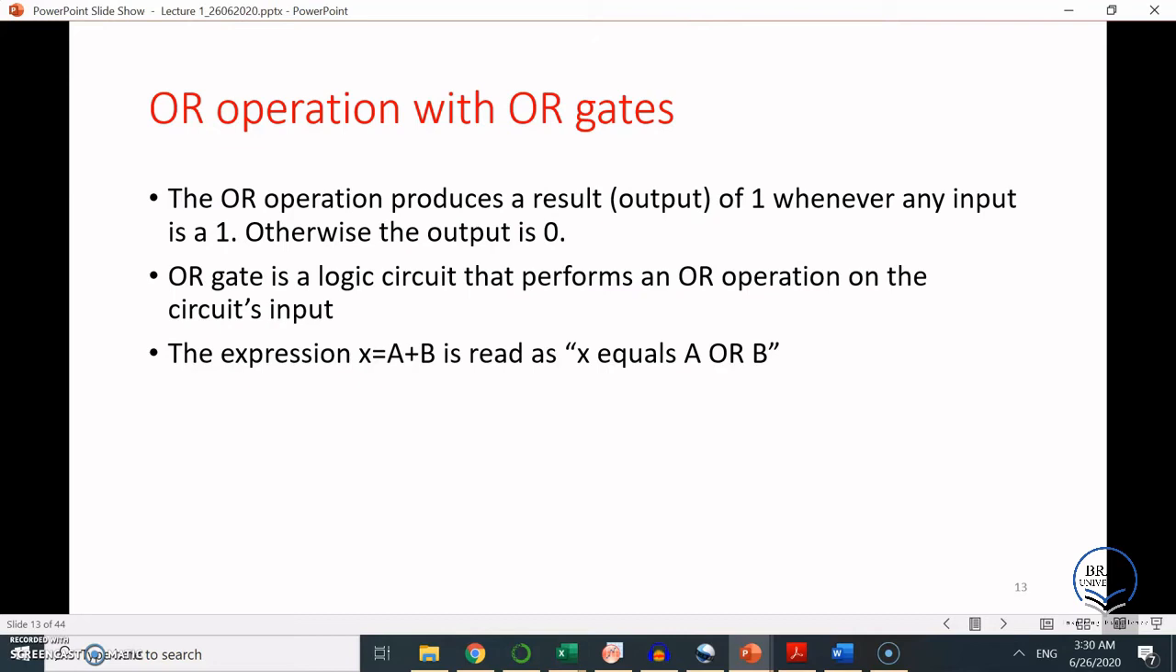The expression of such an example is x equals a plus b, which is read as x equals a or b. It's not really plus. In logic circuits it is called OR. X equals a or b.